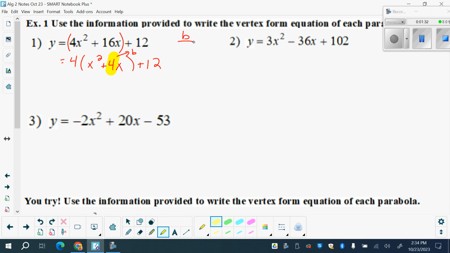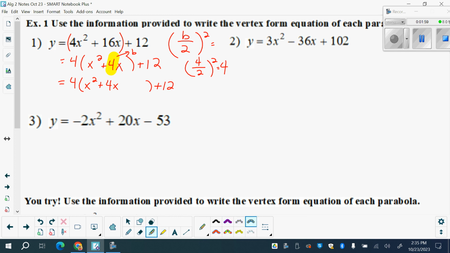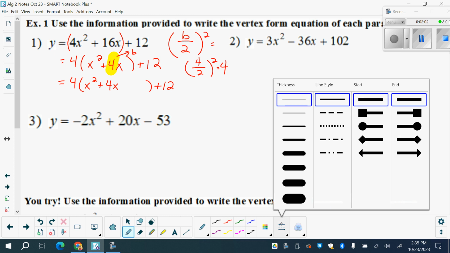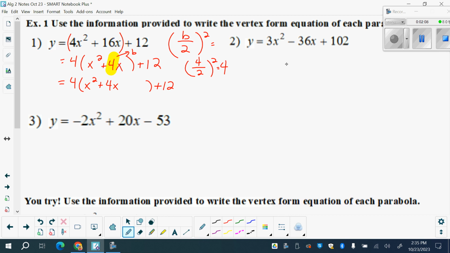So we'll take our b, divide it by 2, square it. So that's a 4 divided by 2 squared, which is 4. 2 squared, which is 4. So I'm going to, this would be 4 times x squared plus 4x. And then this is going to be a plus 4 inside here.